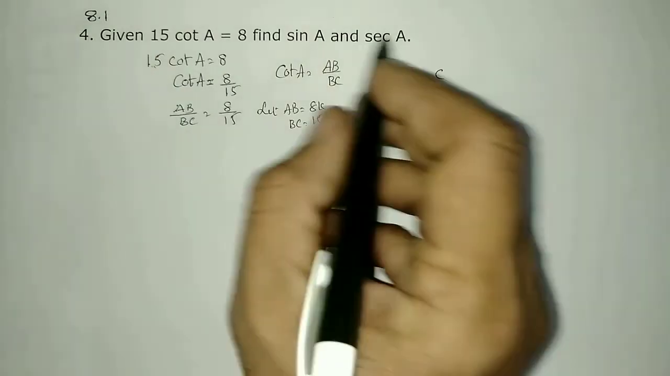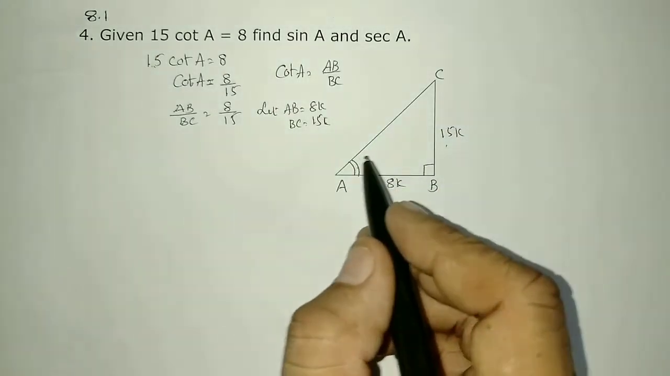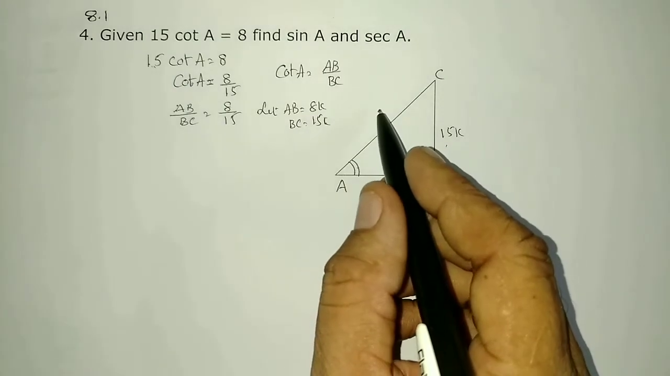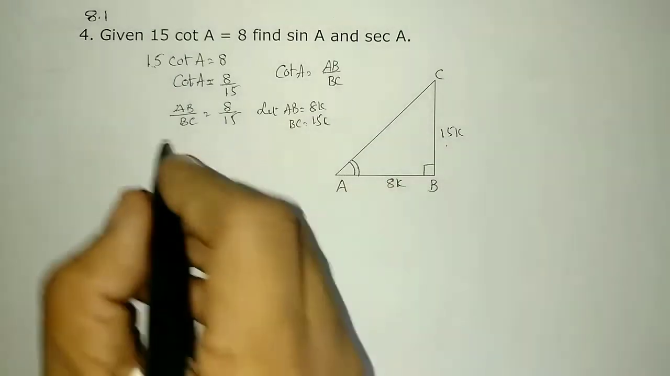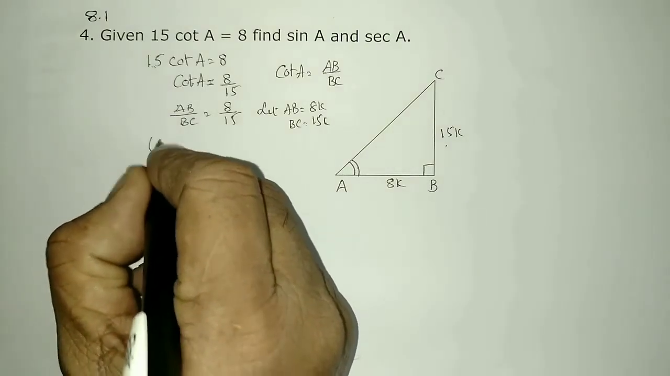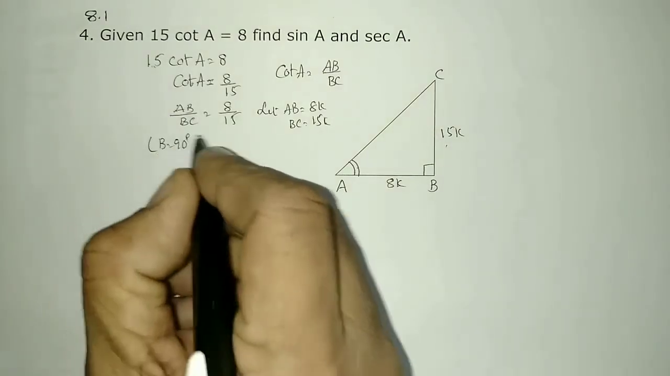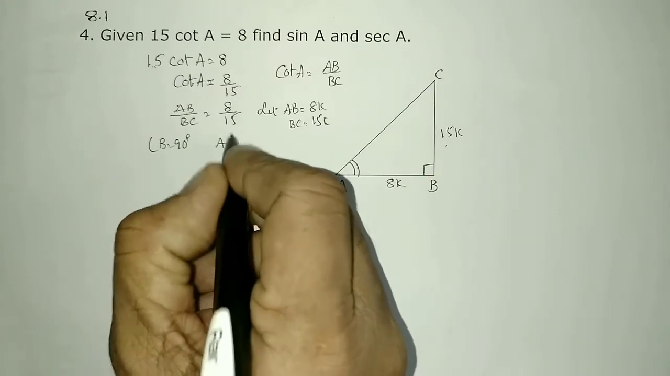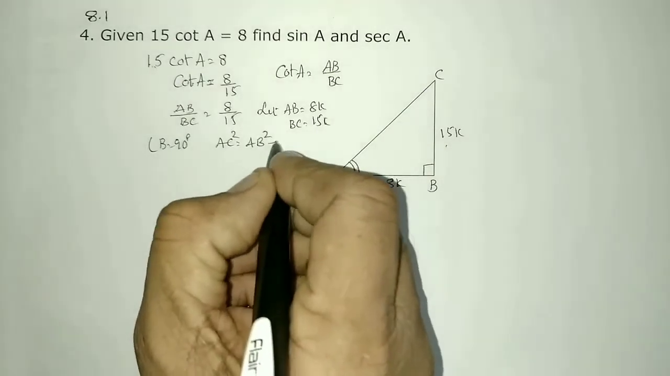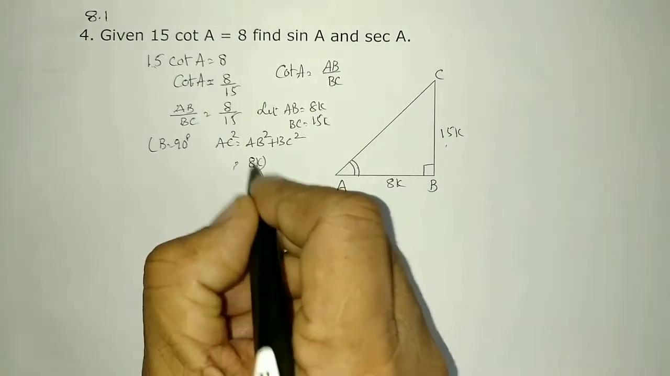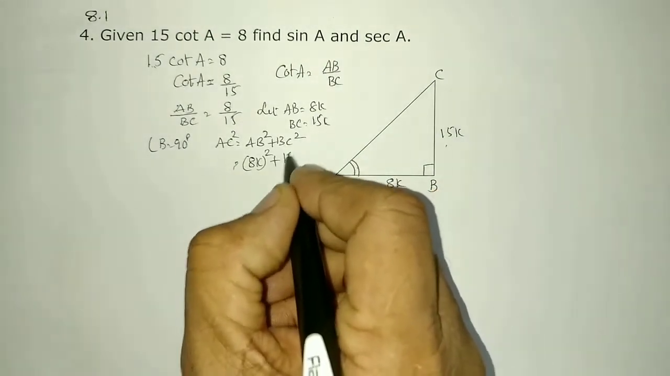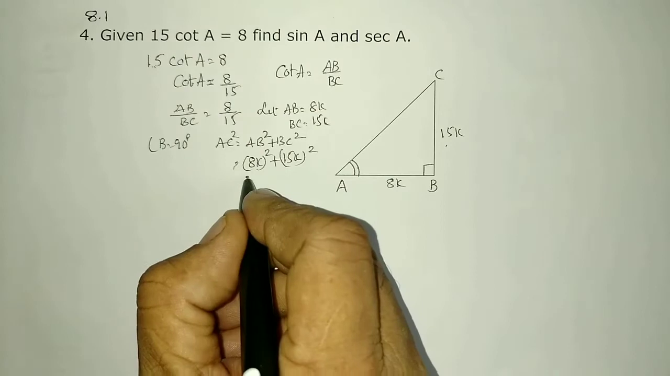And here you have to find sin A. Sin A means side opposite to angle A by hypotenuse. So first we have to find the length of the hypotenuse. As angle B equal to 90, AC square equal to AB square plus BC square. That is Pythagoras theorem. What is AB? 8k whole square. BC, 15k whole square.